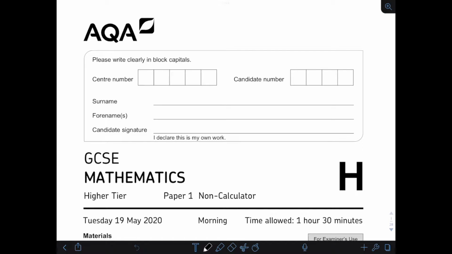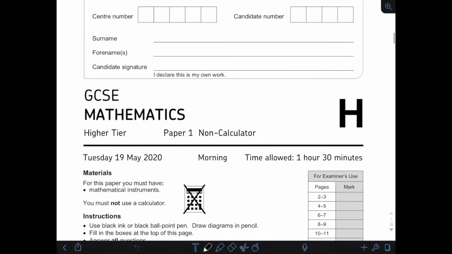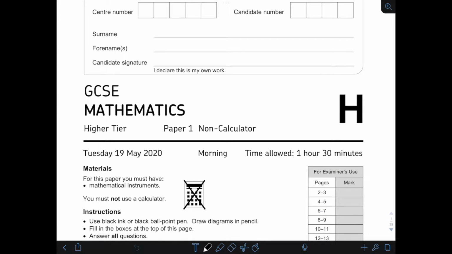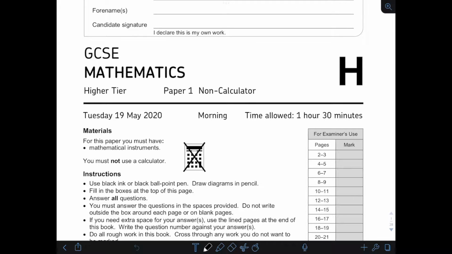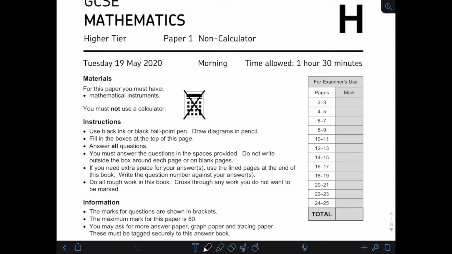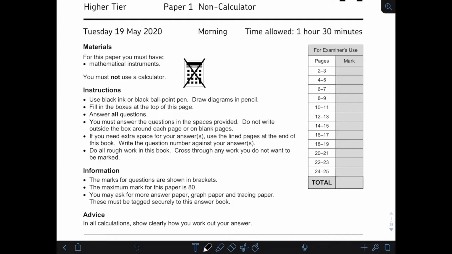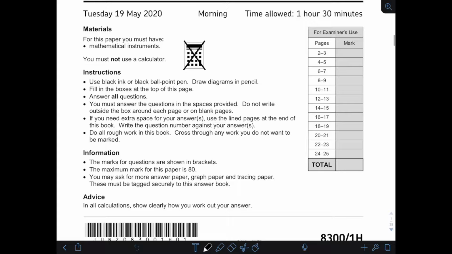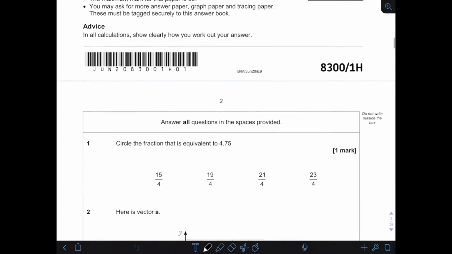So today we're going to do some AQA GCSE mathematics paper. It's higher tier, non-calculator, and we have 1 hour 30 minutes. Just remember that you don't need a calculator for this, and in fact you're not allowed one. It should be relatively simple, so let's get started.